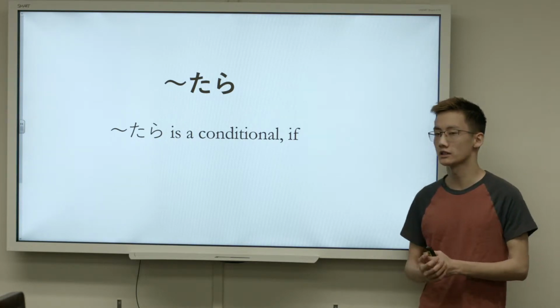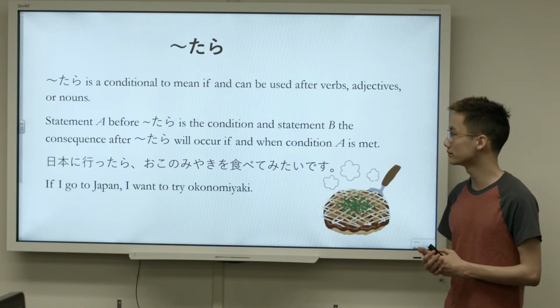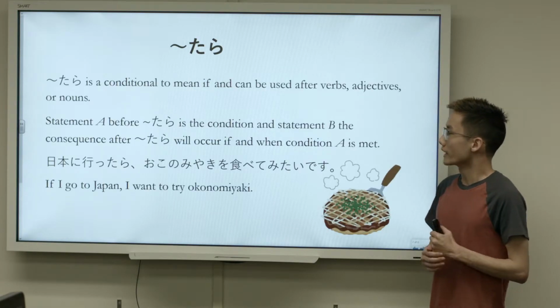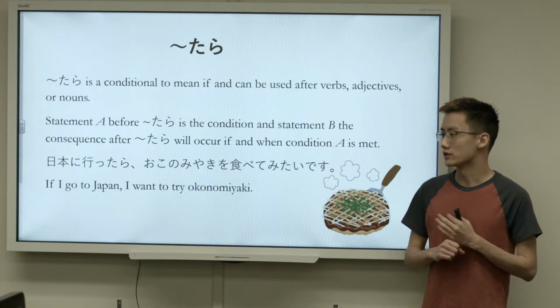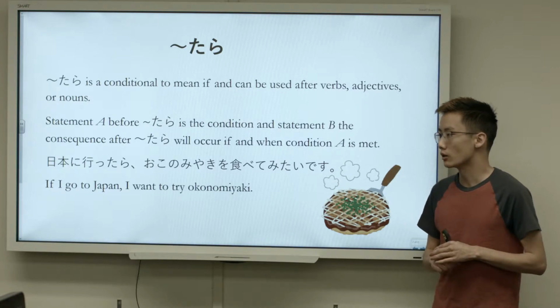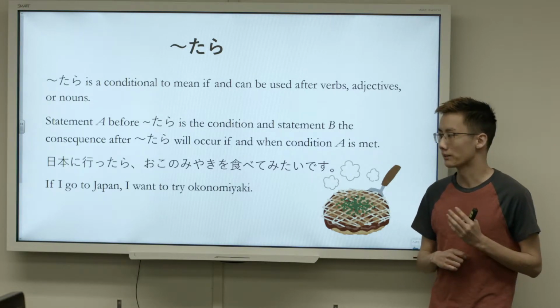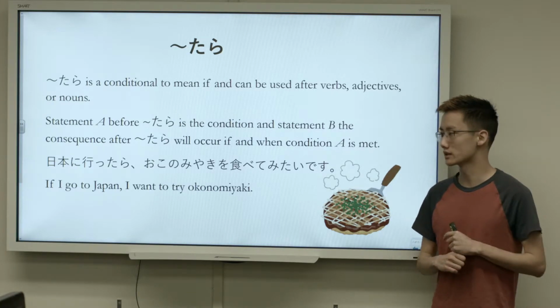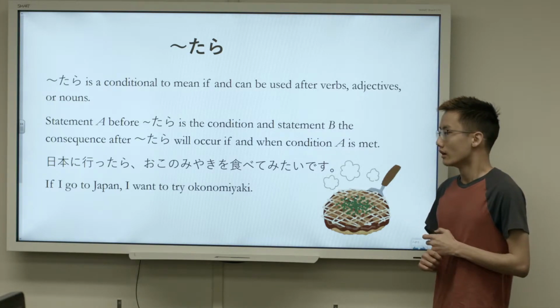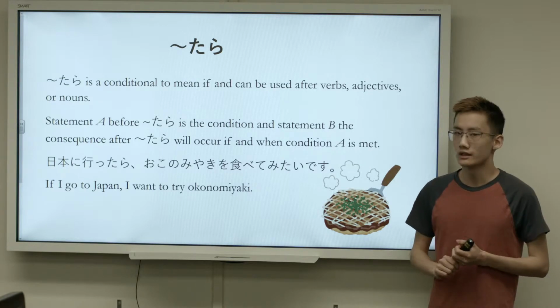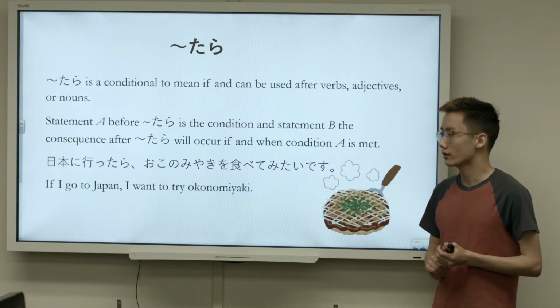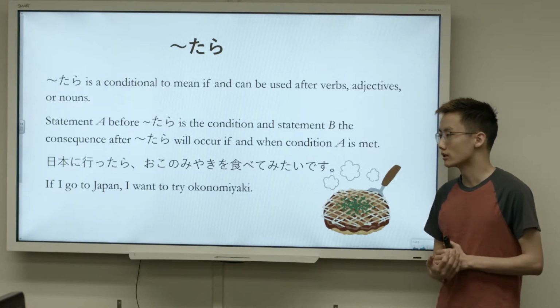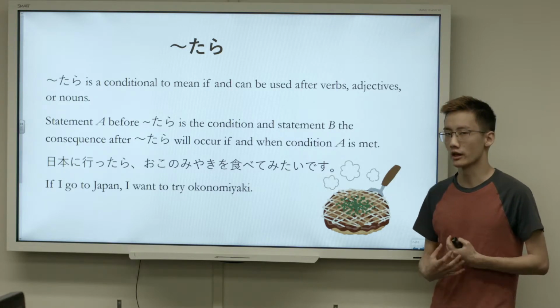Tara is a conditional that means "if." It can be used after verbs, adjectives, or nouns. Statement A before tara is the condition, and statement B after is the consequence. For example, 日本に行ったらお好み焼きを食べてみたいです. So, if I go to Japan, I want to try okonomiyaki.